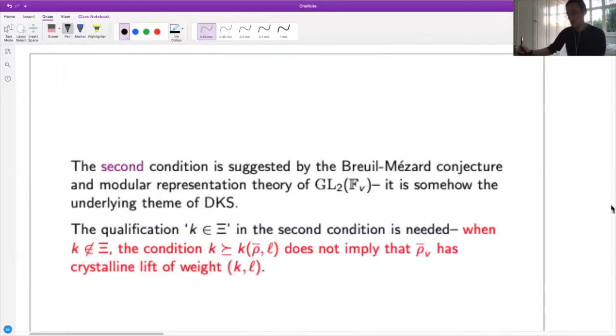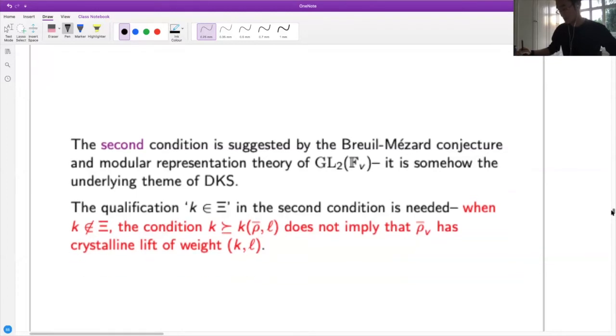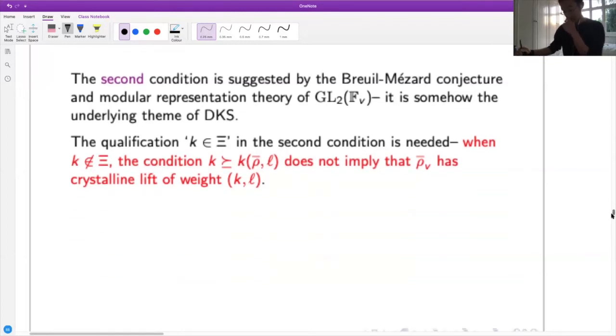So as you can see, it's about the crystalline lift, and in fact the second condition is suggested strongly by the Breuil conjecture and the modular representation theory of GL2(F_p). And this is somehow the underlying theme of my work with Diamond and Sasaki, and I'm probably going to mention briefly what this is about later on, but that was the inspiration.